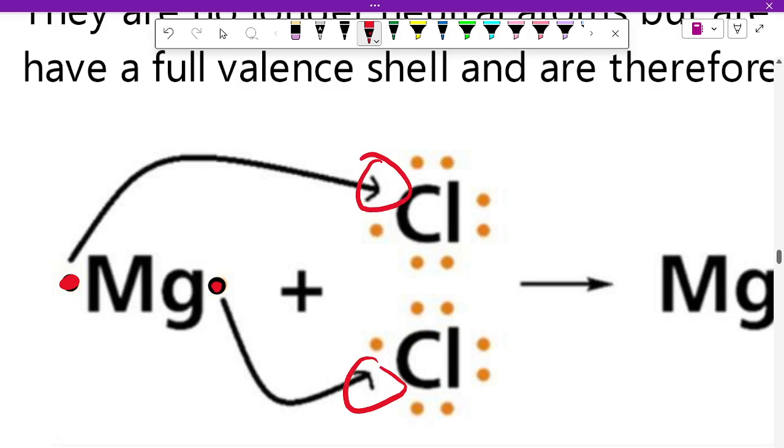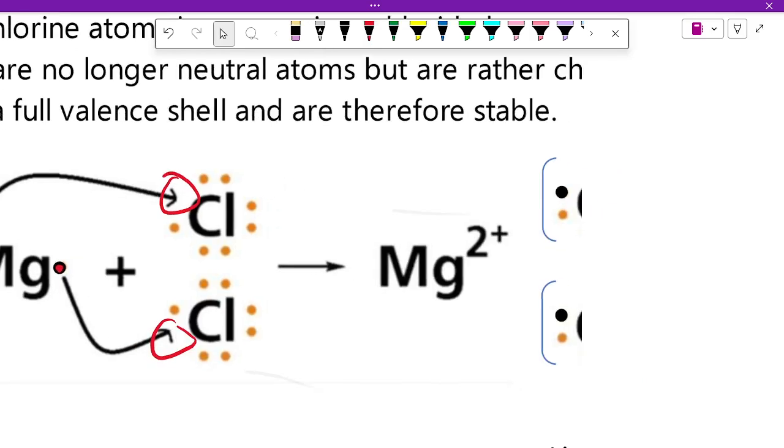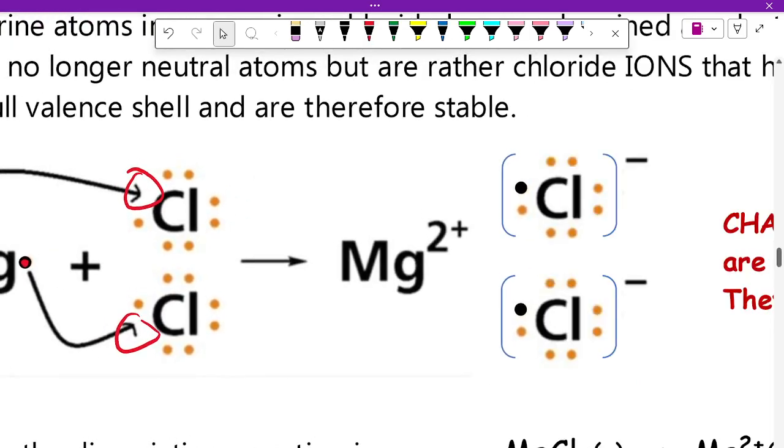And magnesium says, I will give away one of my electrons to one of the chlorines. That will give chlorine 8 electrons, and it becomes chloride, the negative ion. The second chlorine takes that second electron, it becomes another chloride ion with 8 electrons.